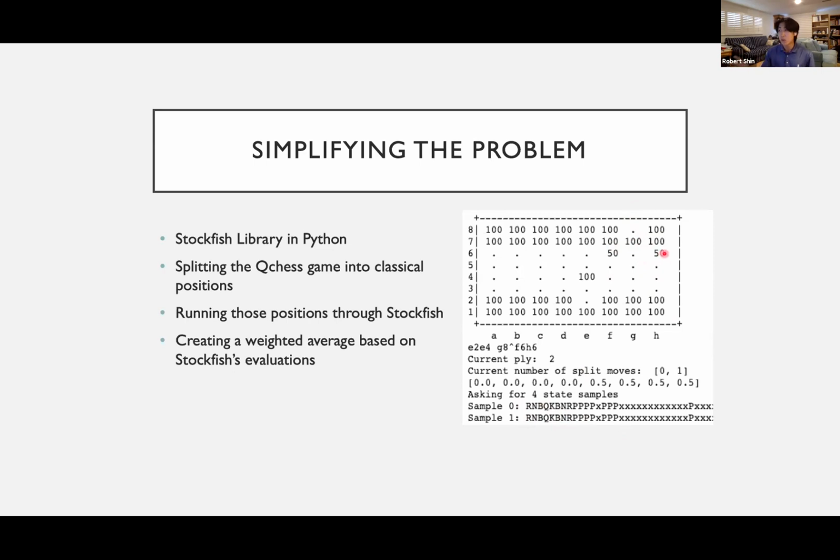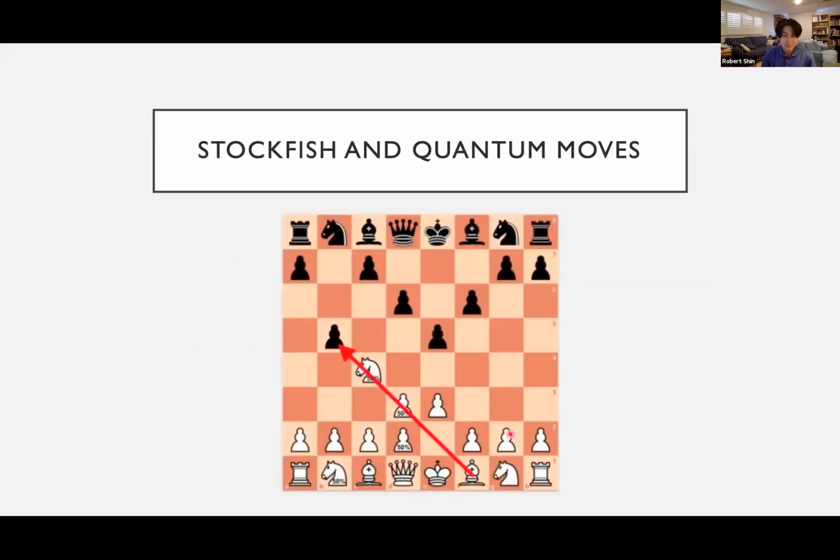And so you can see that a quantum chessboard can actually be represented as a number of different classical chess positions, which can be thrown into Stockfish. And so that's what we did. By using Stockfish, we got an evaluation, and then based on those probabilities, we made a weighted average of those evaluations that could be applied to the full quantum chess position. And so that was our first primitive approach.